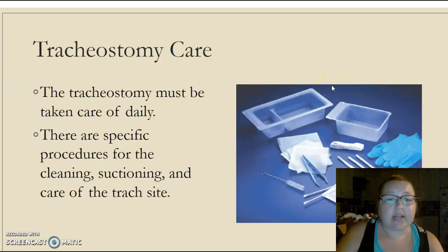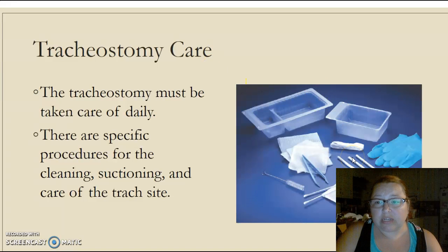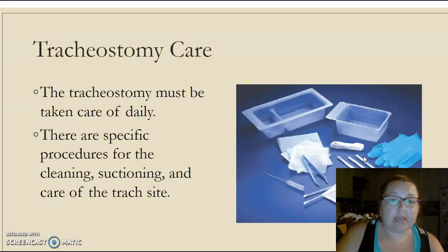Tracheostomy care. The tracheostomy must be taken care of daily. There are specific procedures for the cleaning, suctioning, and care of the trach site. This picture shown here is a sterile tracheotomy cleaning kit. It has 3 compartments for the hydrogen peroxide, the water, and the saline solution.